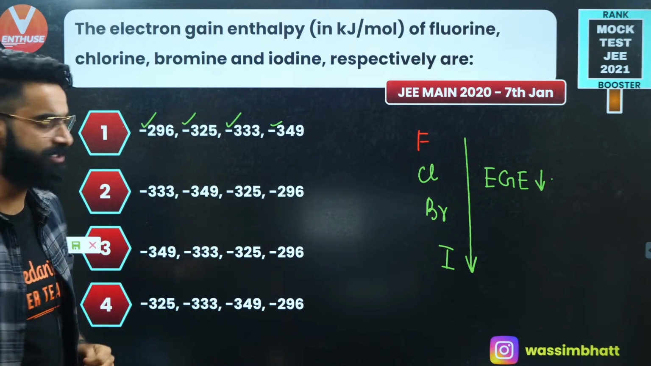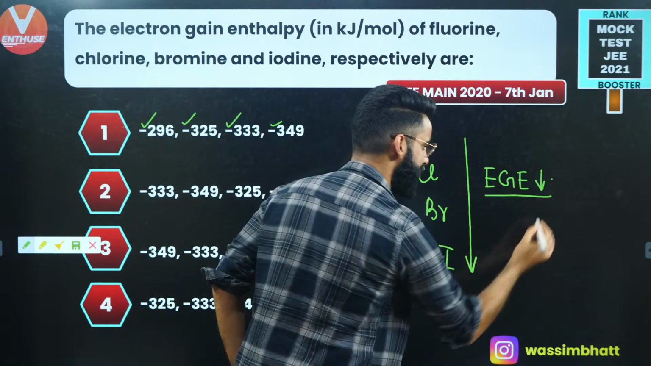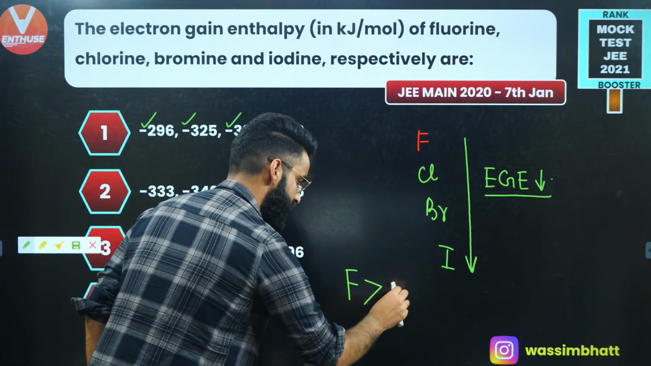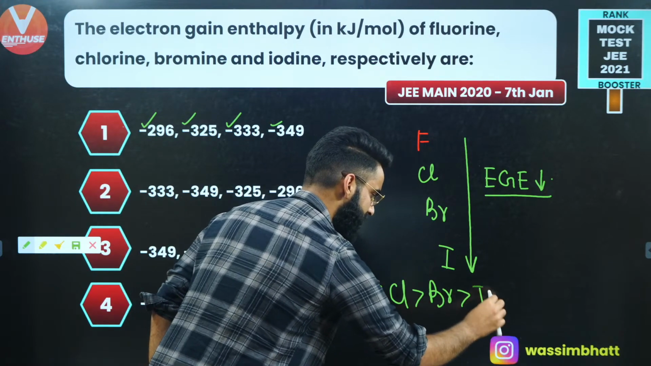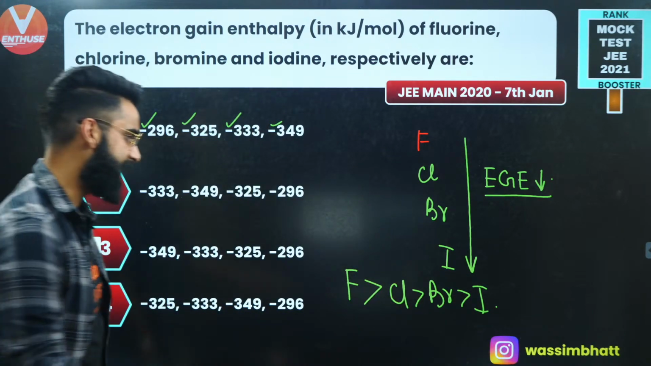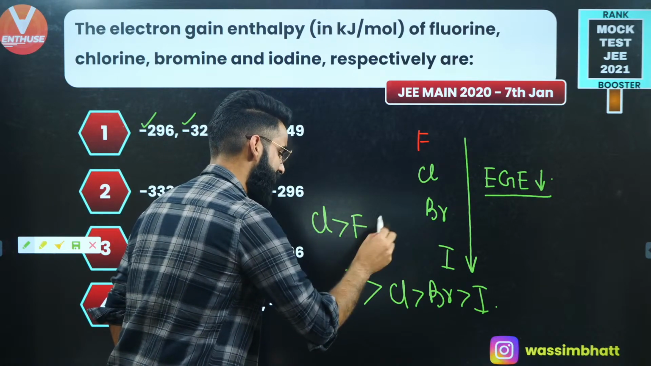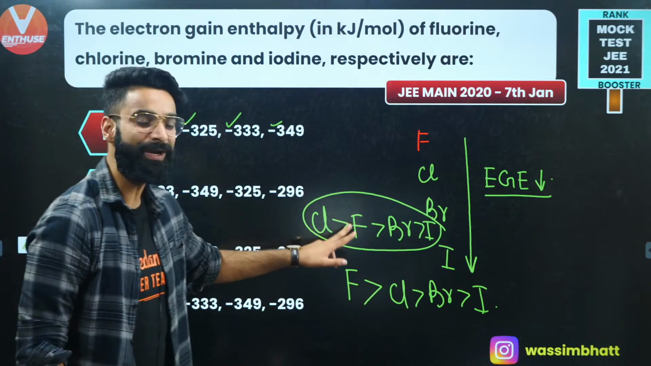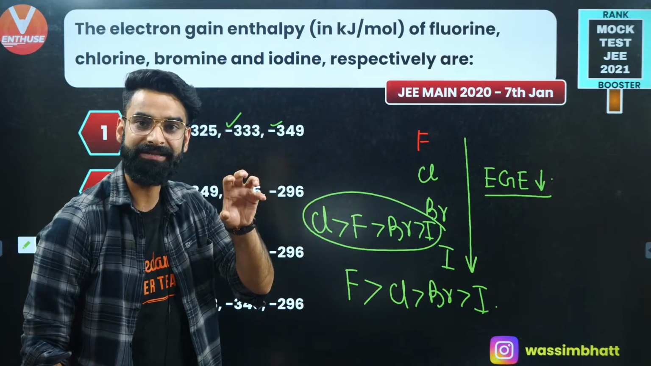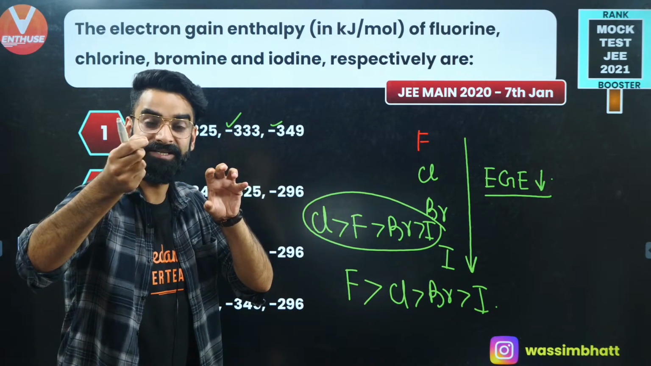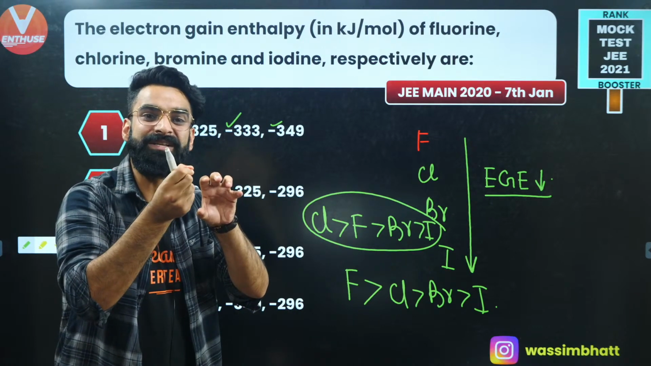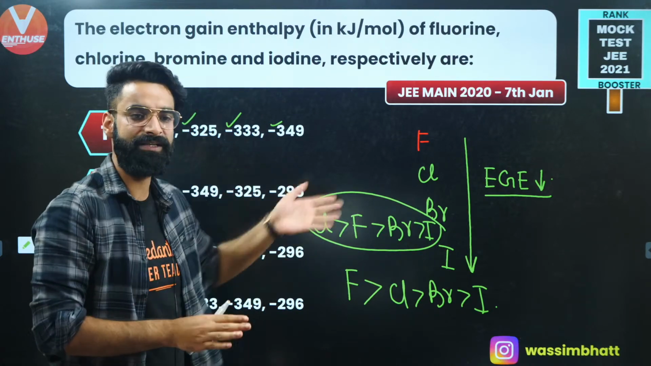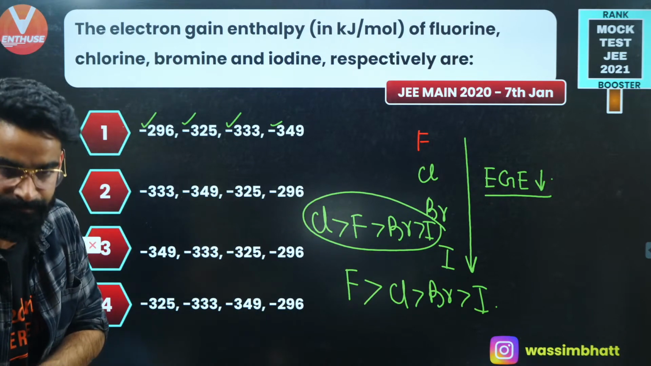Point number two. Normally, electron gain enthalpy decreases on moving down the group. So as per the expected order, maximum electron gain enthalpy should be for fluorine, then chlorine, then bromine, then iodine. But this is not the actual order. The actual order is that chlorine has more electron gain enthalpy than fluorine, then comes bromine, then iodine. What is the reason? Fluorine has a small size and more electron density, due to which the incoming electron, which is going to be added to fluorine, experiences repulsion from the electron cloud of fluorine. Due to this, fluorine has lesser electron gain enthalpy than chlorine. As simple as that.